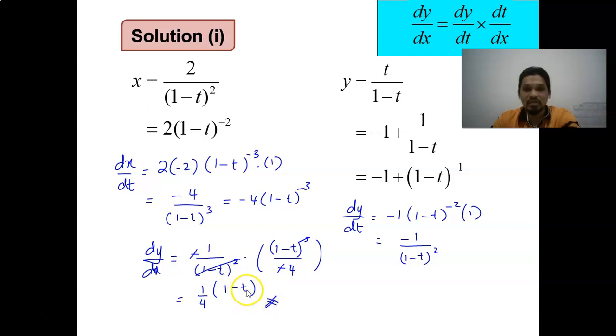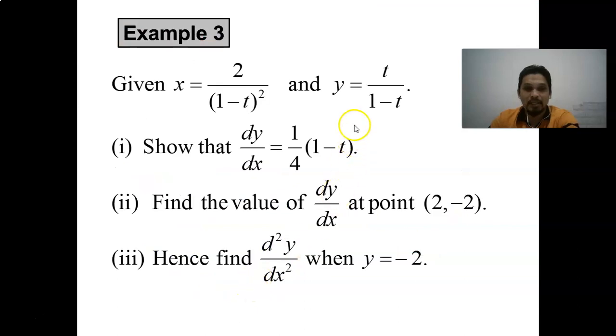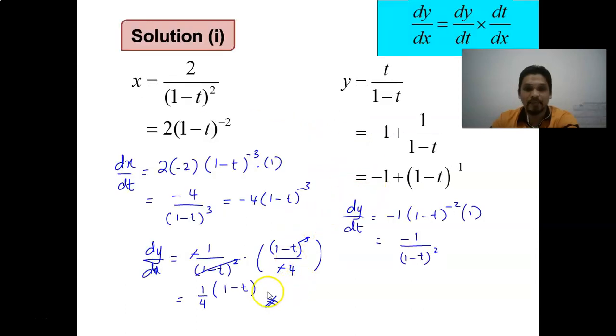Okay, let's double check with the answers. We recall the question then. There you go. Okay, 1 over 4 multiplied with (1 minus t). That's it.